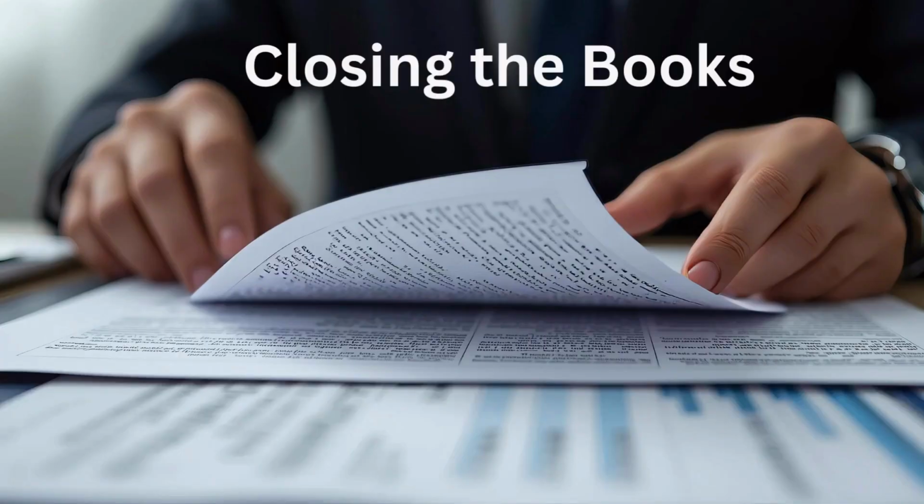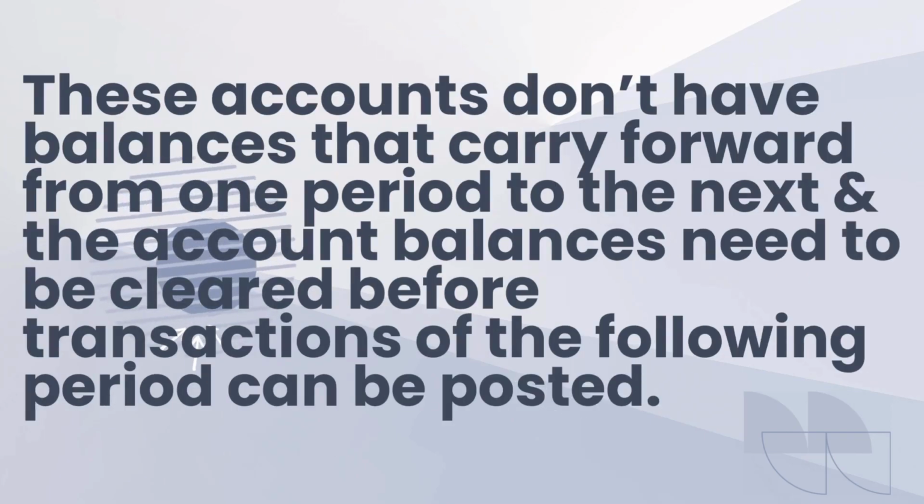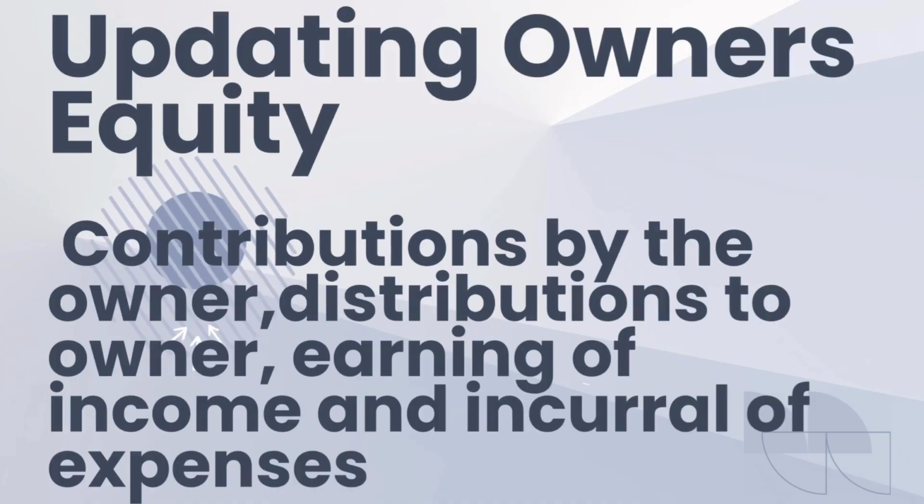Next stage is closing the books. Income and expenses are statement of profit or loss accounts that relate to income earned for a period and expenses incurred for a period. These accounts don't have balances that carry forward from one period to the next, and the account balances need to be cleared before transactions of the following period can be posted. Updating the owner's equity: there are 4 types of transactions: contributions by the owner, distributions to the owner, earning of income, and expenses incurred.